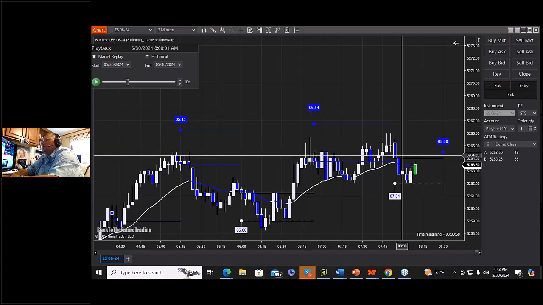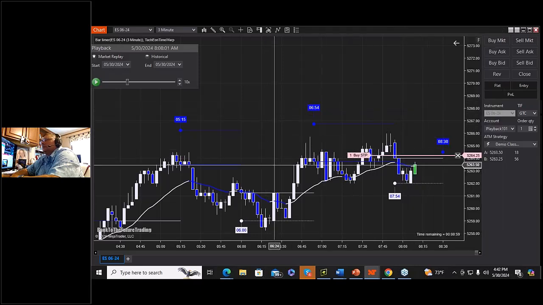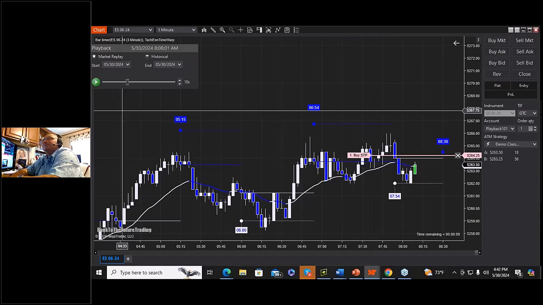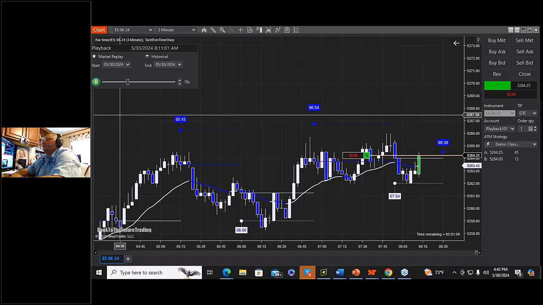I would consider... order submitted. My stop would still be the same. My stop would still be below the EMA. And let's see if it plays out for the other half of the zone. Order filled. All right, we're in the order.